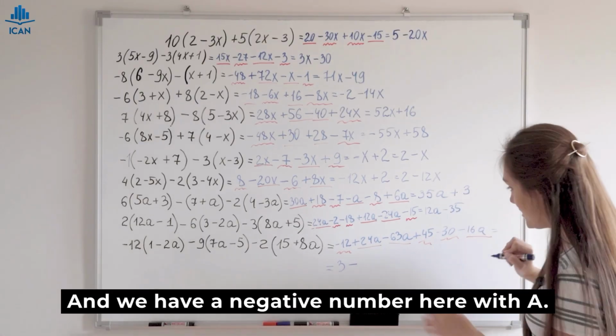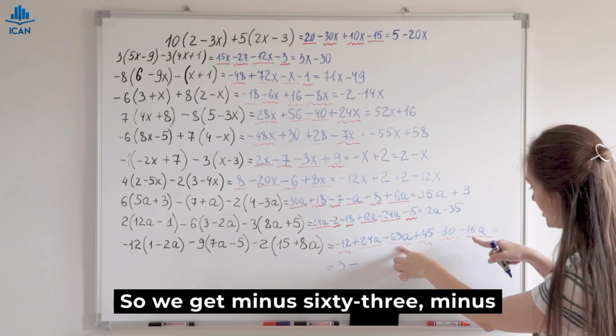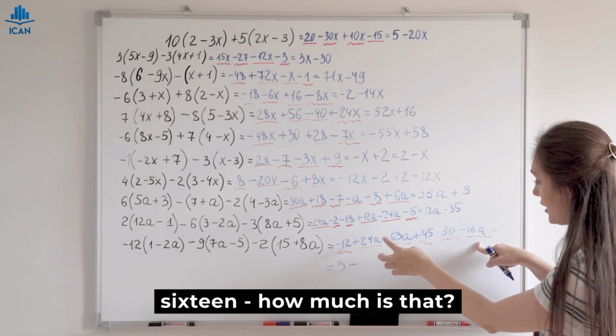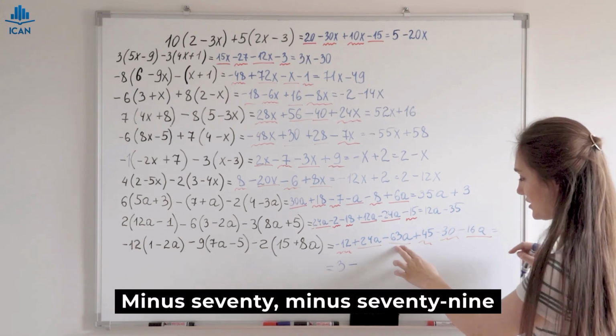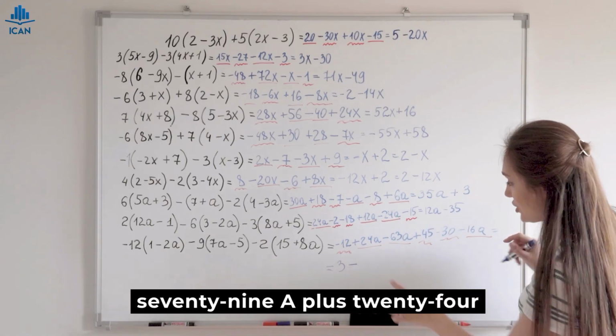And we have a negative number here with a. So we get minus 63 minus 16. How much is that? Minus 79a. And minus 79a plus 24a equals minus 55a.